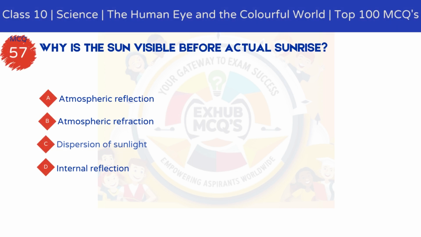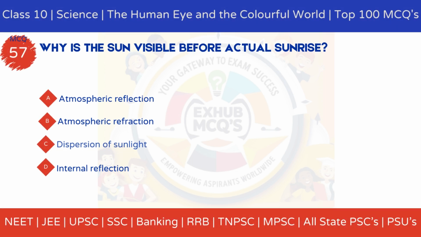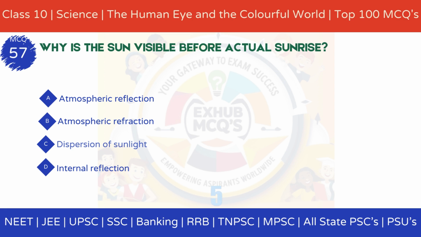MC 57. Why is the sun visible before actual sunrise? Option A, atmospheric reflection. Option B, atmospheric refraction. Option C, dispersion of sunlight. Option D, internal reflection.